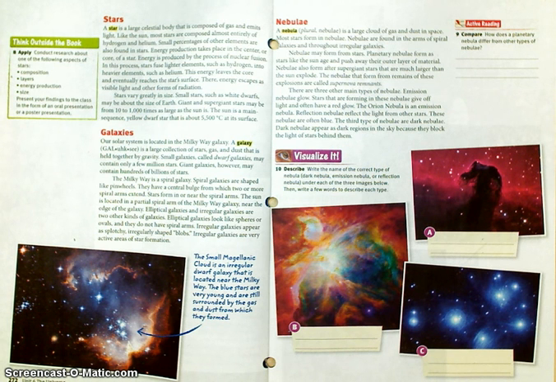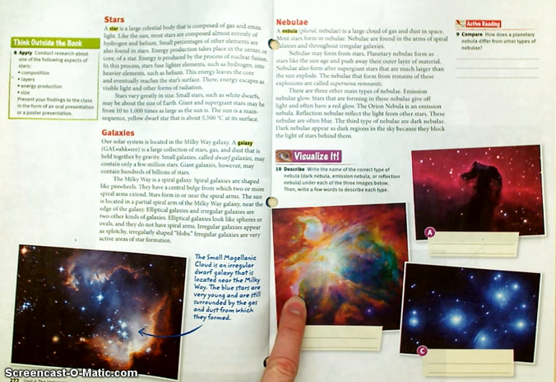And there are three other main types of nebulas. There are emission nebulas that glow. Stars that are forming in these nebula give off light and often have a red glow. The Orion Nebula is an emission nebula. This right here is the Orion Nebula.